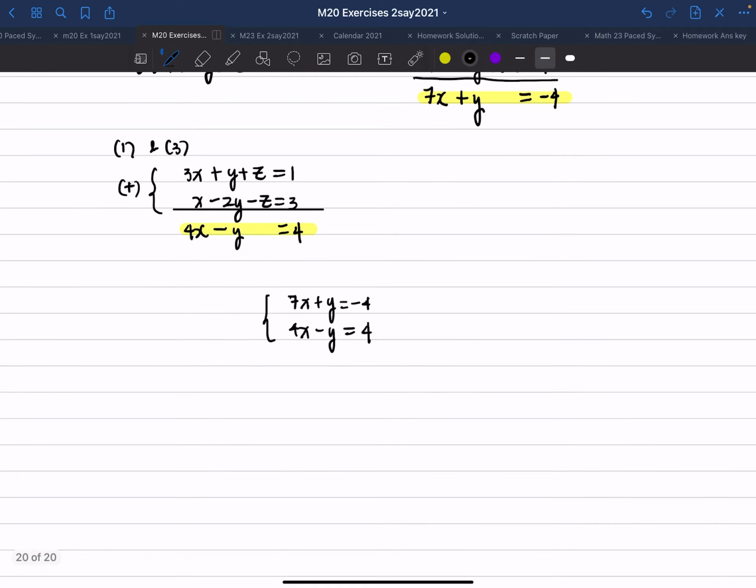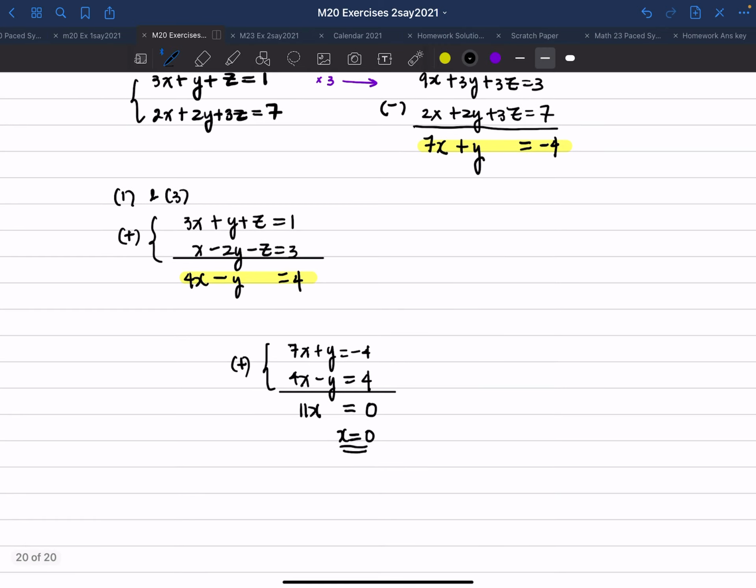I think in this example, it is easy to eliminate y, no? Because if you add the two equations, y cancel out. So for this one, we have 11x. Positive y plus negative y is 0. Negative 4 plus 4 is 0. So divide both sides by 11, you get x is equal to 0.